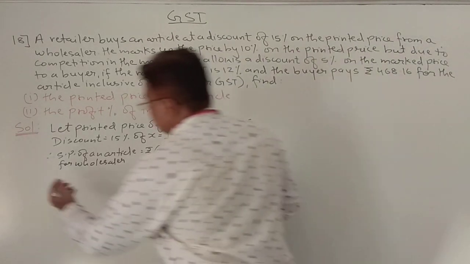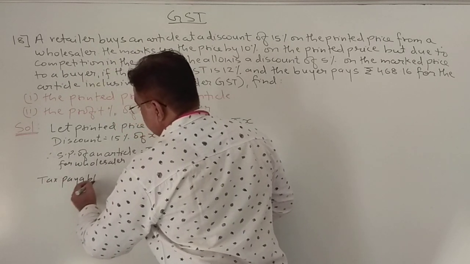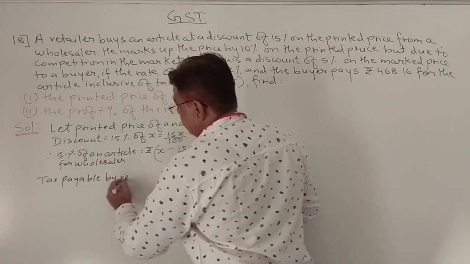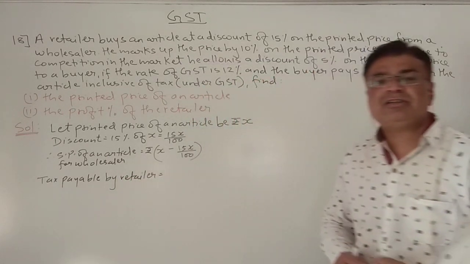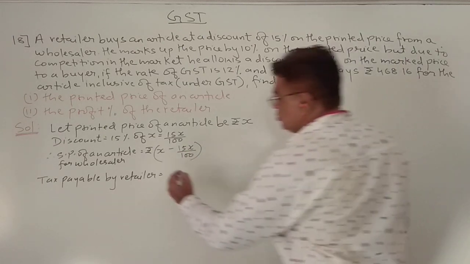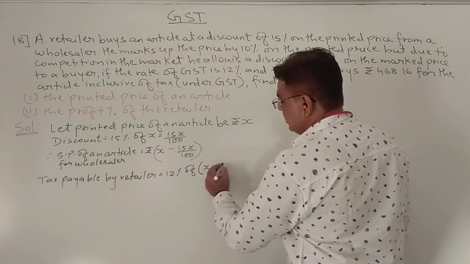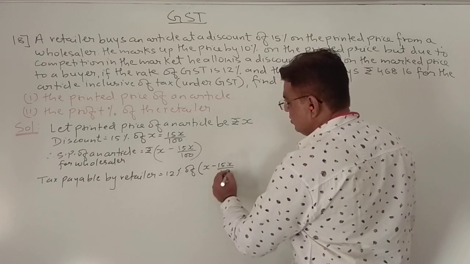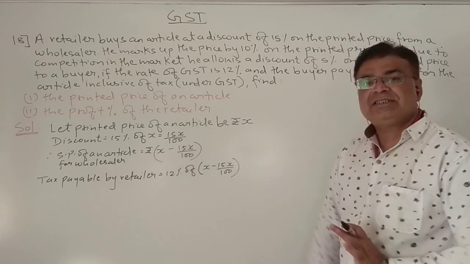So tax payable by the retailer. Now students, here you can see there is no intrastate or interstate transaction over here. So directly we have to calculate the 12%. So 12% of x minus 15x upon 100. If you want, you can calculate this. So it will be in simplified form.